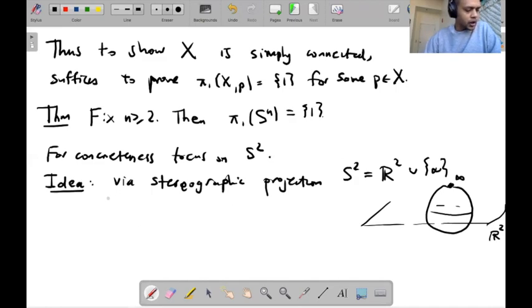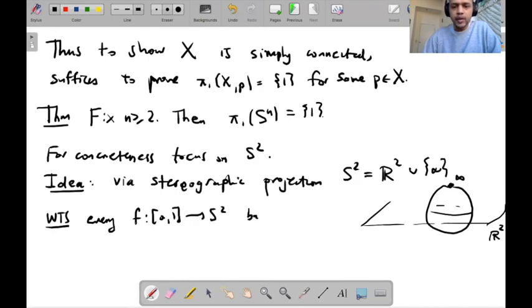So to prove the theorem, we want to show that every loop into S2 based at some base point P, which I'm going to draw down here, is null homotopic.